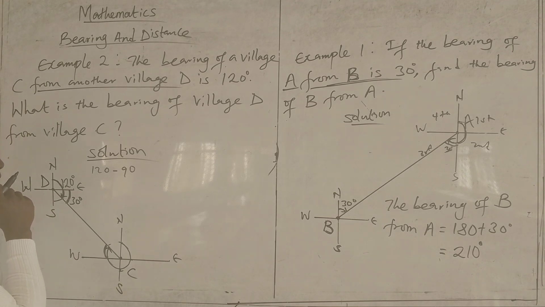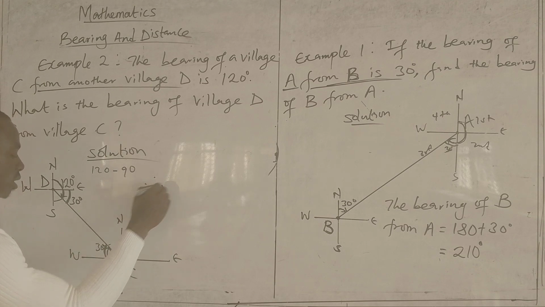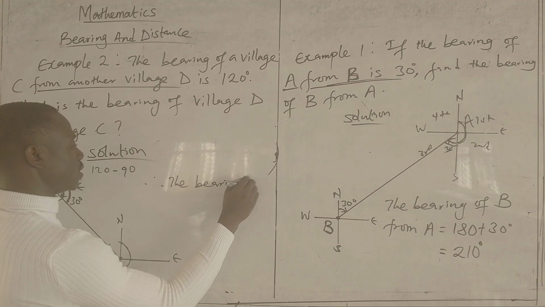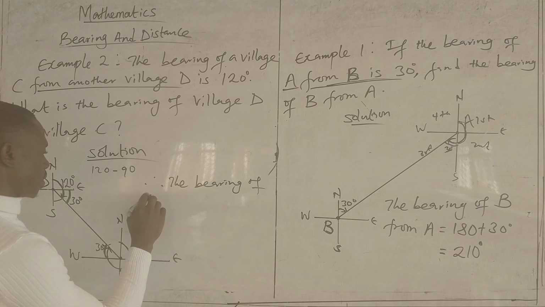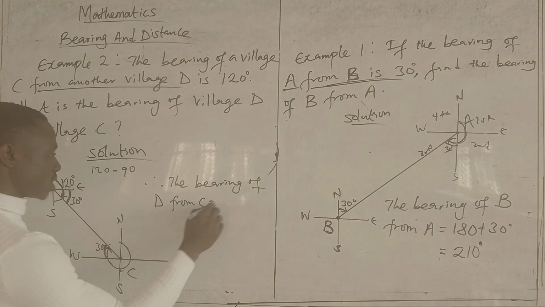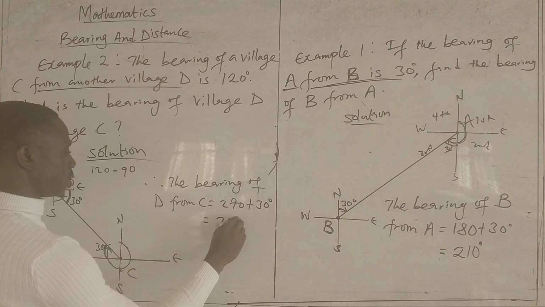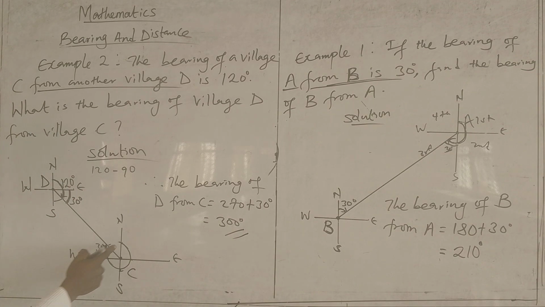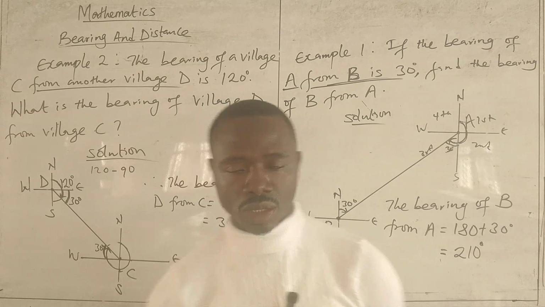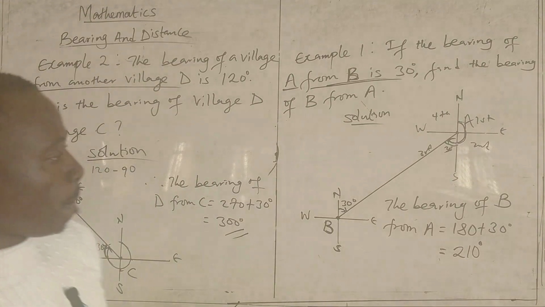Right? Okay. What's now going to be here? Here is going to be 30 degrees. So we say that's alternate angles, right? Therefore, the bearing of D from C will be equal to 270 plus 30 degrees, which is 300 degrees. You know, that angle falls in the fourth quadrant, greater than 270 but less than 360 degrees.